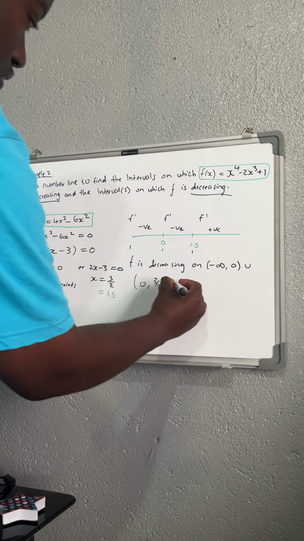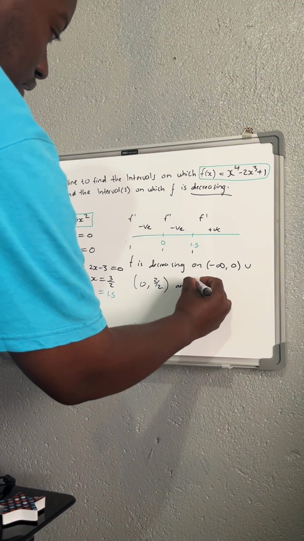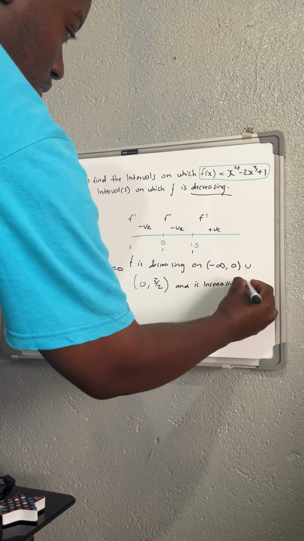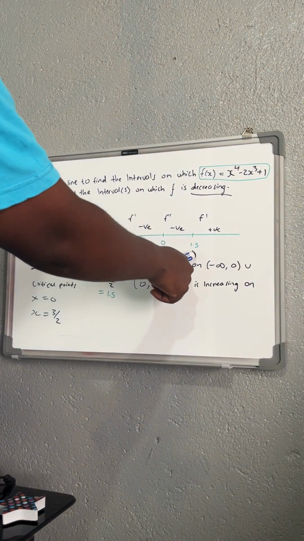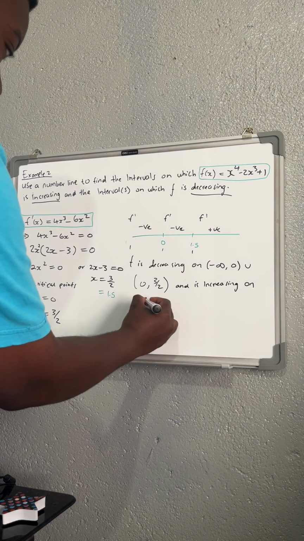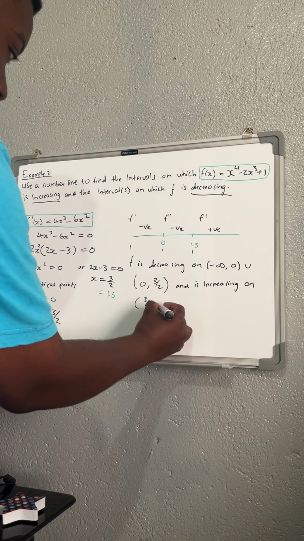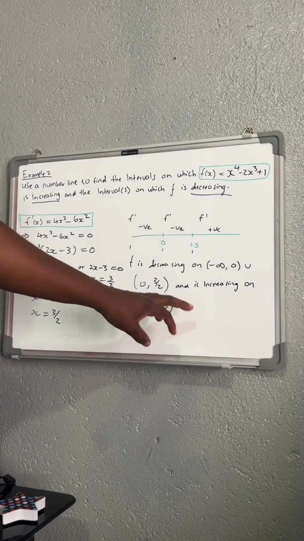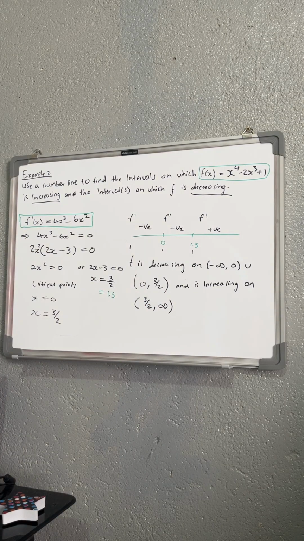And you're going to say f is increasing on, you see it increases from this one, which is your 3/2, to positive infinity. So it's a decrease, increase, as simple as that. You always have to make your conclusion, because they give marks for conclusion.